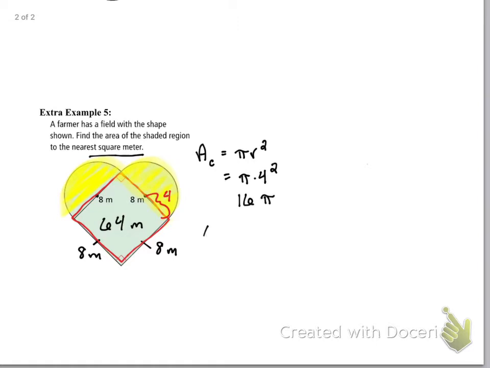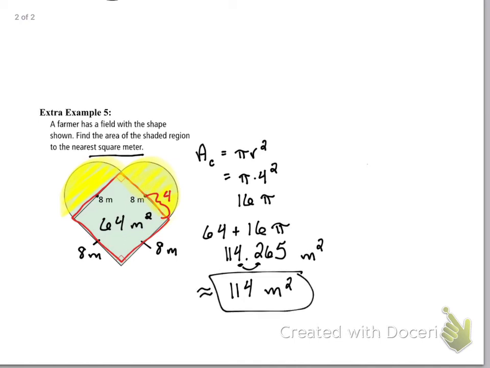So the area of the whole thing would be the 64, oh, that's square meters, I missed that, the units would be square meters, 64 plus 16 pi. And it says to round it, to the nearest square meter. So I take 64 plus 16 pi, and I get 114.265 square meters. We want it to the nearest square meter, so look behind it, it's a 2, so it'd be 114 square meters. Again, that is approximate because we did a fair share of rounding.